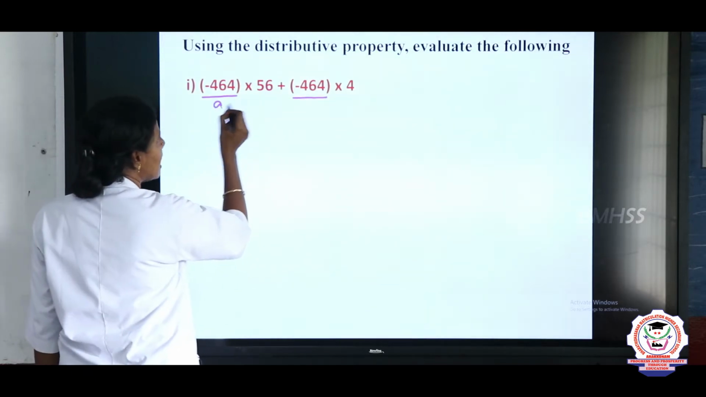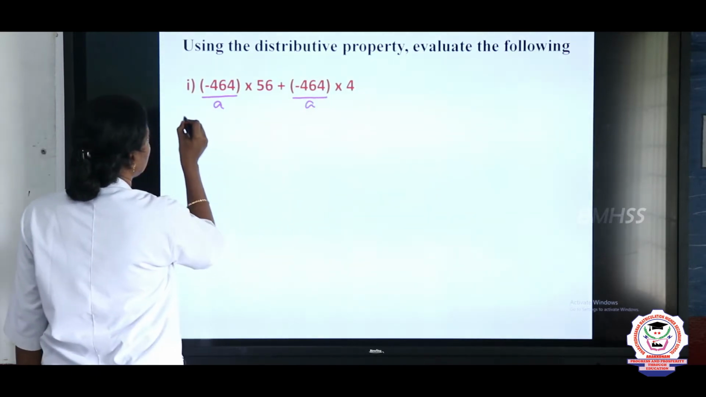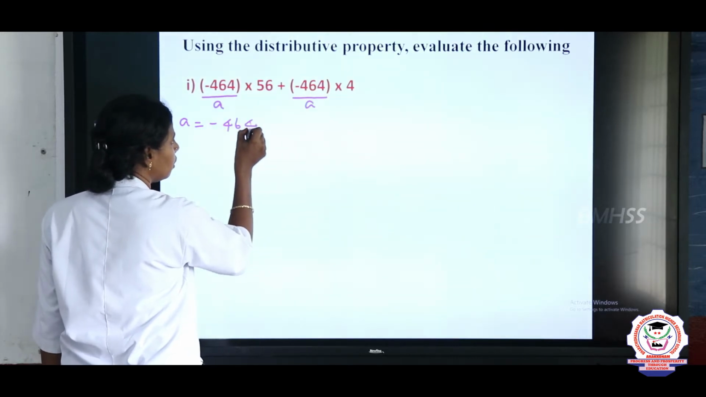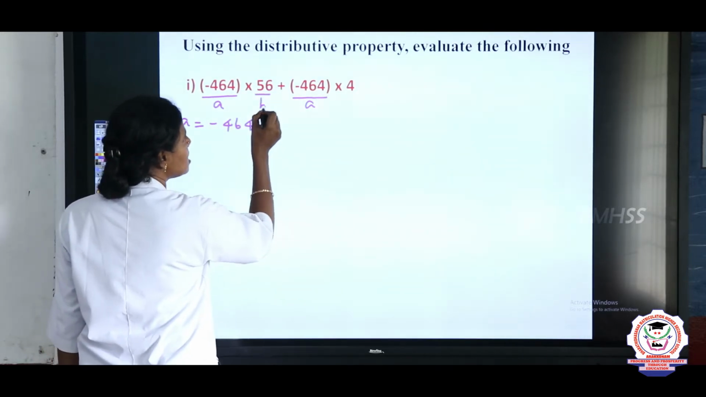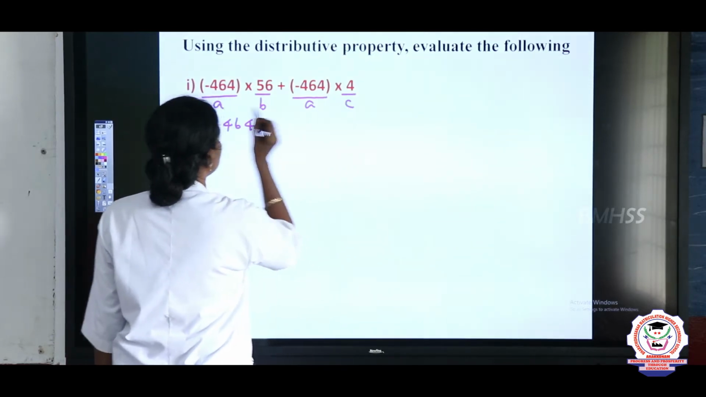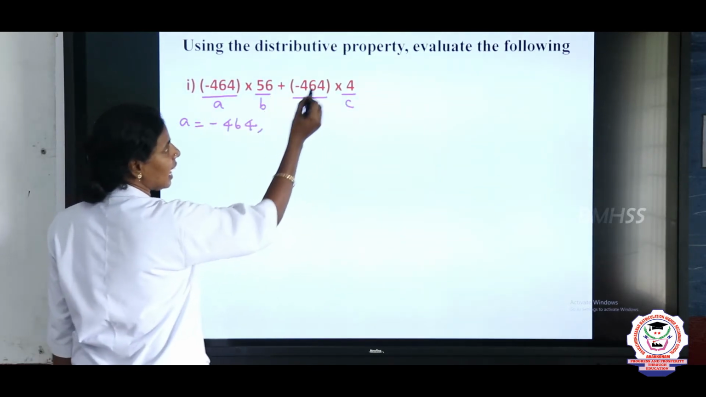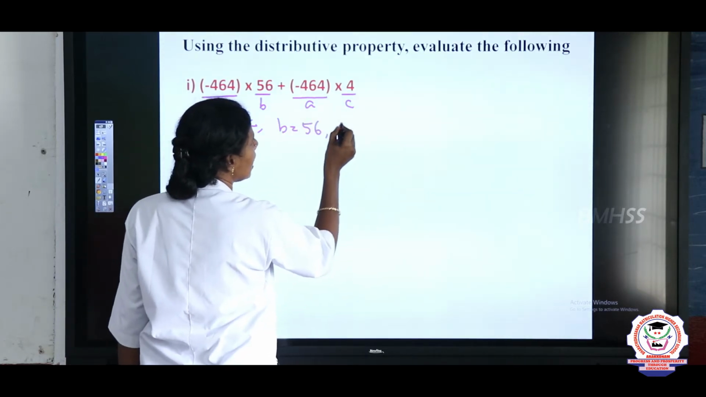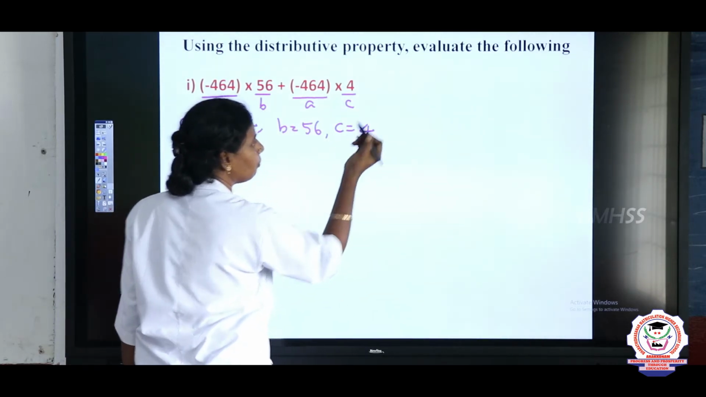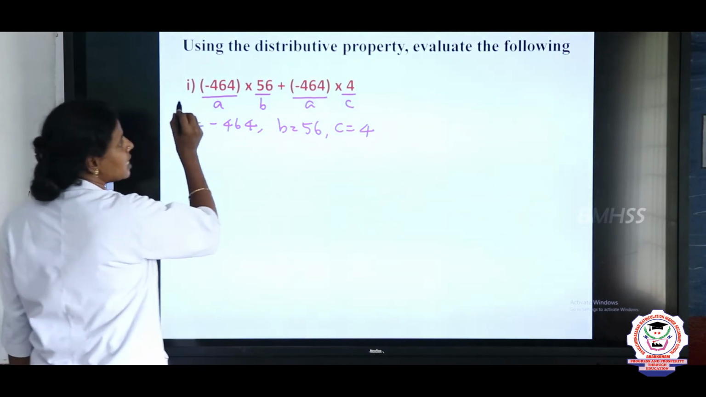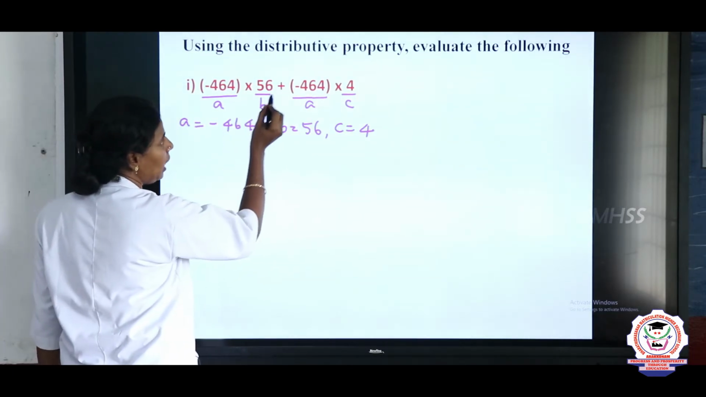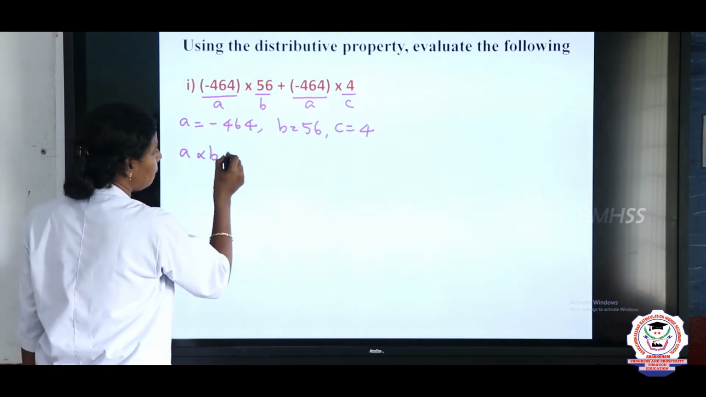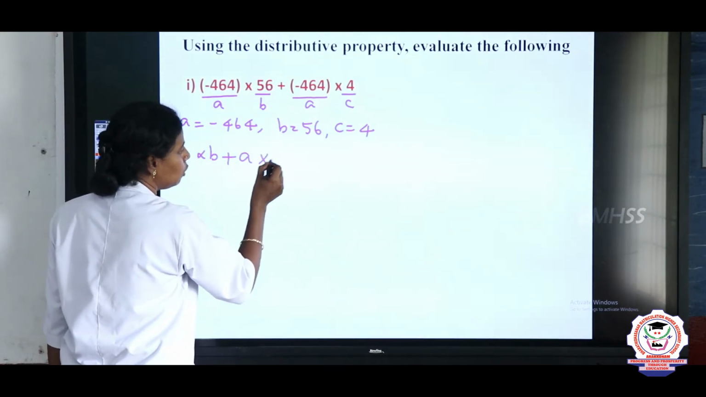We will consider this as A. So, A equals minus 464, and 56 is B. This is C, that is A into B plus A into C. B equals 56 and C equals 4. So, the question is given in the form of A into B plus A into C.